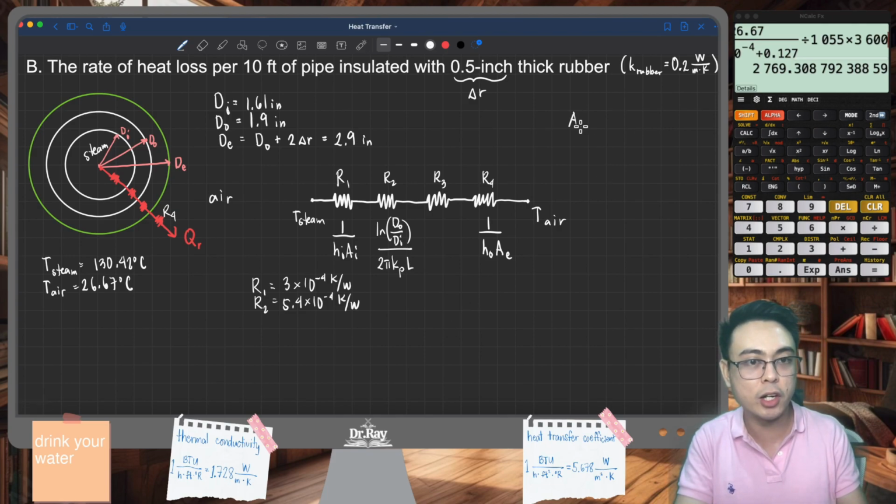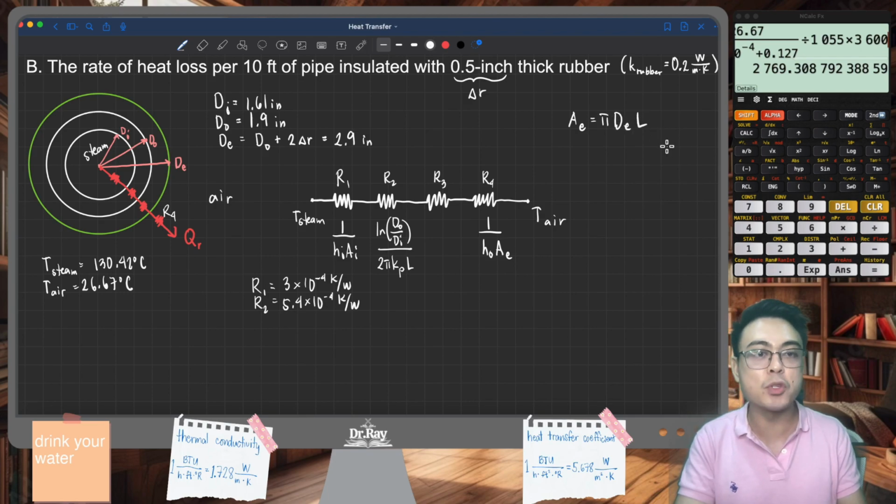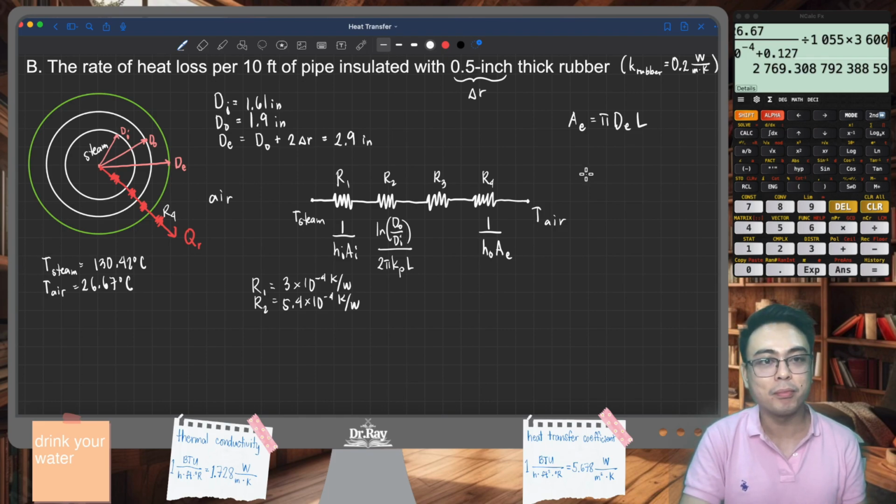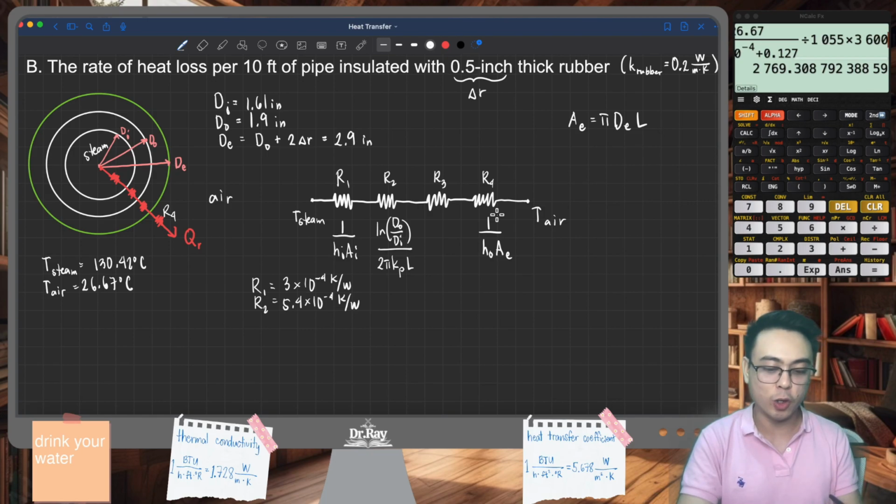I'm going to take note here that AE is now pi DE times L, or the length of the pipe. Okay? Make sure that you understand that the overall external diameter is different, so we cannot carry over the previous value.